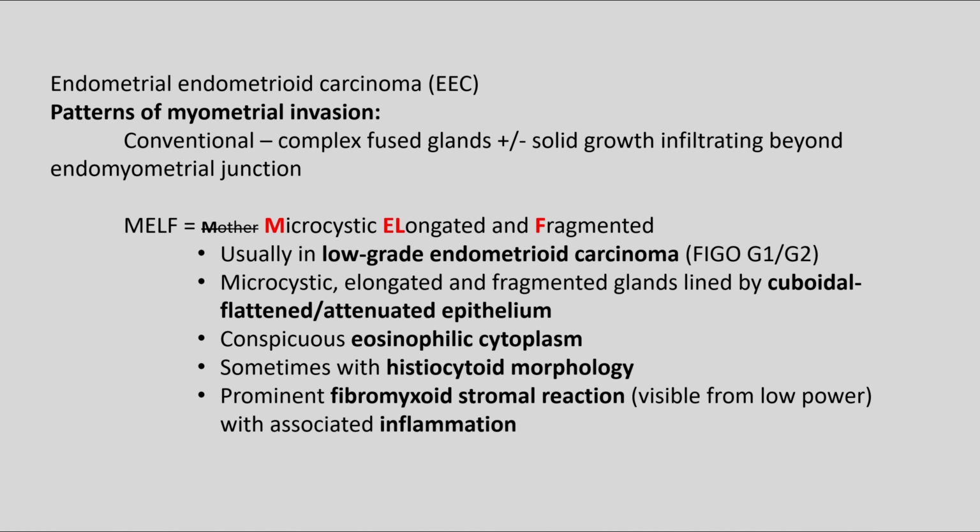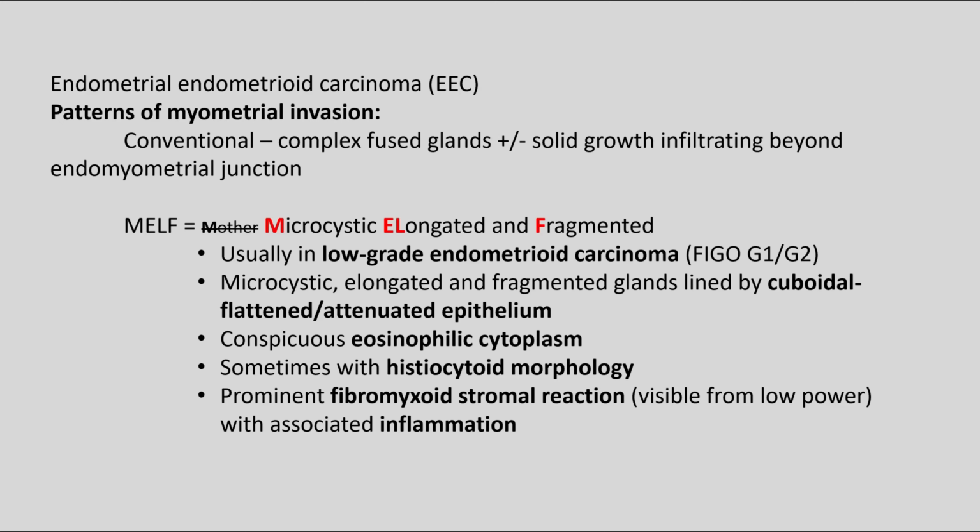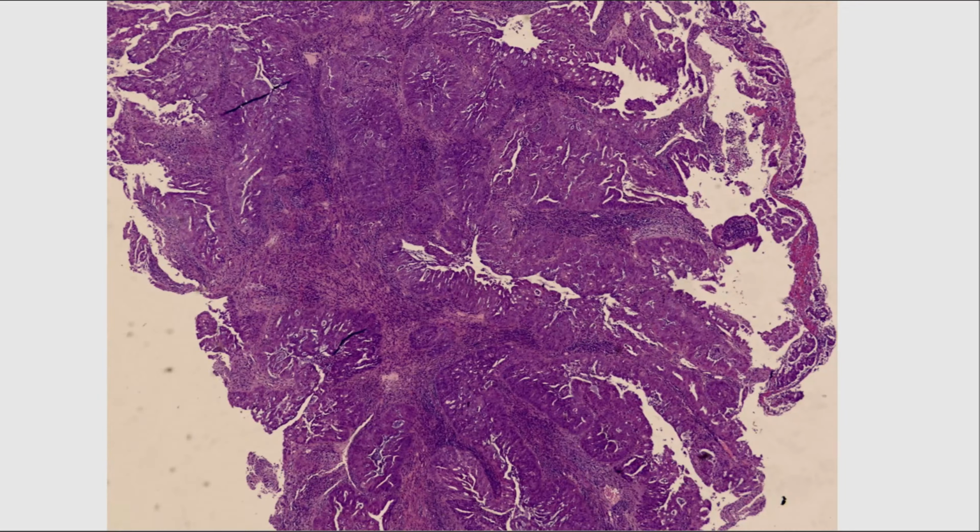pattern. I know someone had a lot of fun naming this one, but MELF consists of microcystic, elongated, and fragmented glands lined by cuboidal or attenuated flattened neoplastic epithelium, usually with conspicuous eosinophilic cytoplasm and sometimes with a histiocytoid morphology, set in an inflamed, prominent fibromyxoid stroma, which is usually visible from low power and constitutes a clue in identifying this particular pattern of myometrial invasion.